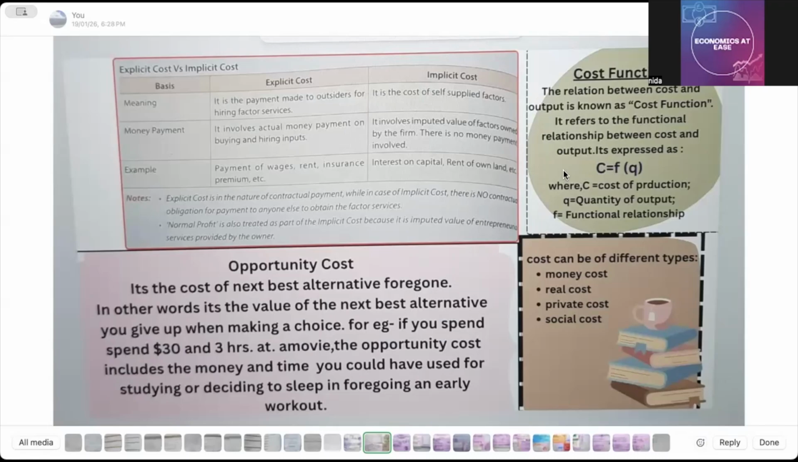The next is the cost function, that is the relationship between the cost and the output. Wherever function is there, it means a functional relationship, a relationship between the two things, the cost and the output. Cost can be of different types: money cost, real cost, private cost, and social cost. You should know the names.